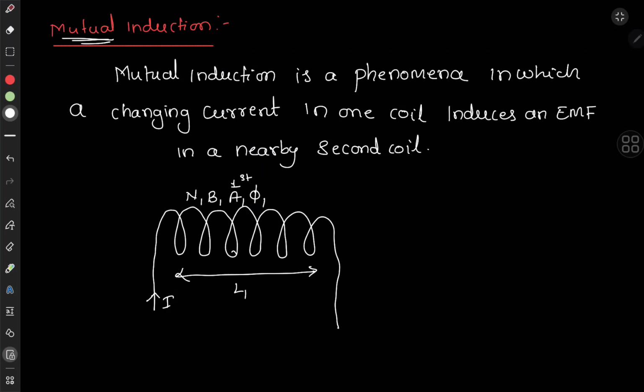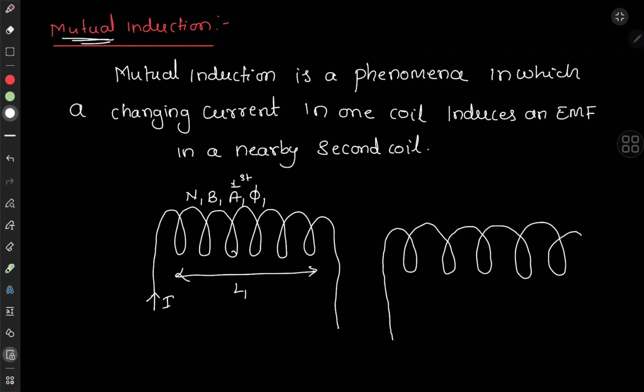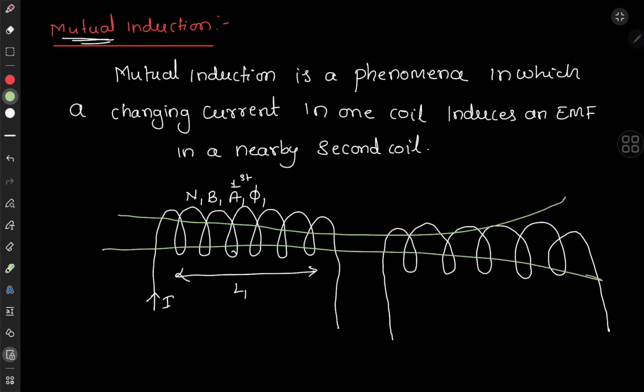Now I am going to keep another coil. This is going to be very near, not at a very far distance. When you keep another coil, what will happen? The magnetic field produced by the first coil will link with the second coil. So let us define the second coil. The second coil has number of turns N2, B2, A2, phi2, and the length is L2.